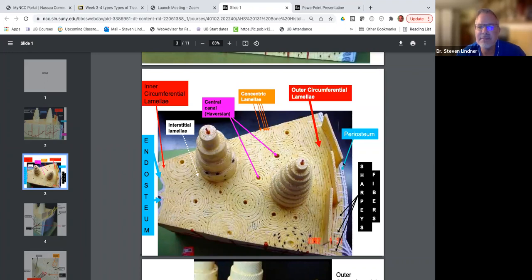The periosteum is the outer part of the bone. The inner part that's very, very close to spongy bone is called the endosteum. We have this circumferential lamellae closer to the periosteum, so that's the outer circumferential lamellae. And then all the way on the inside, near the endosteum, we have the inner circumferential lamellae.